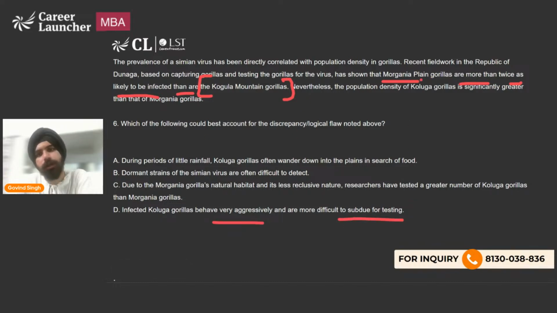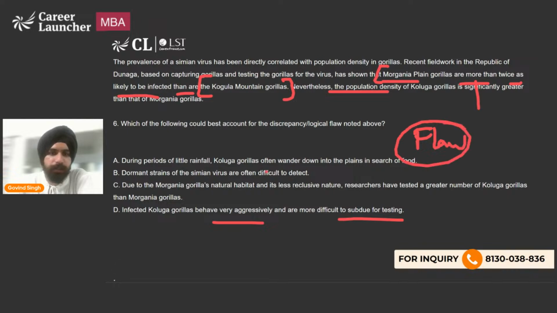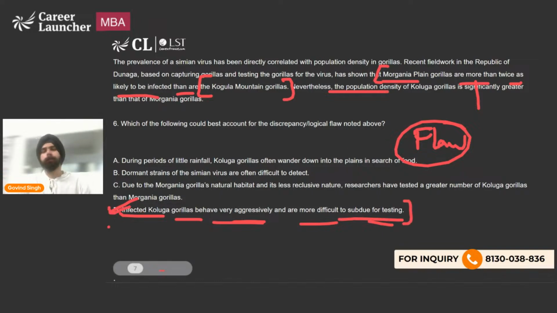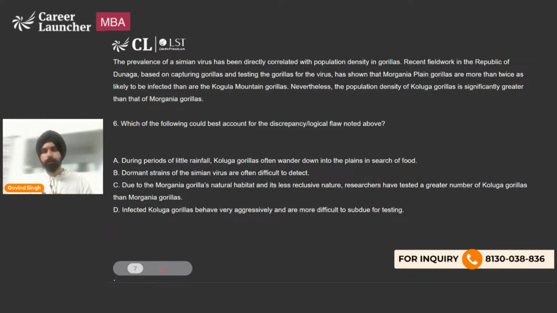So you keep on testing more Morgania plain gorillas, and then you say that they are more than twice as likely to be infected when you are not testing them in similar proportions. Okay, so this is the logical flaw, and this option is clearly addressing that logical flaw. Because their testing is not happening, this is the logical flaw. And this becomes our right answer. Option number D. Okay. I hope this is also clear.